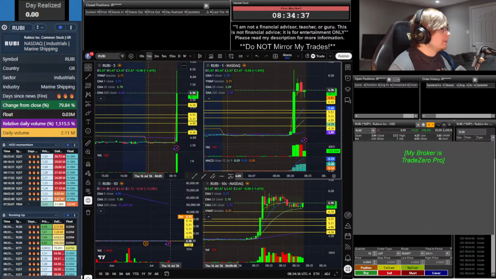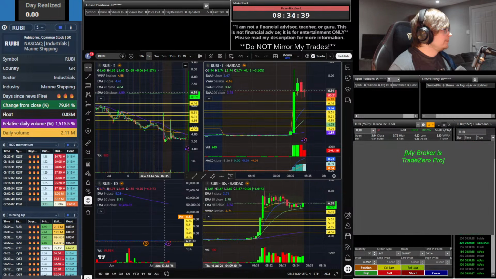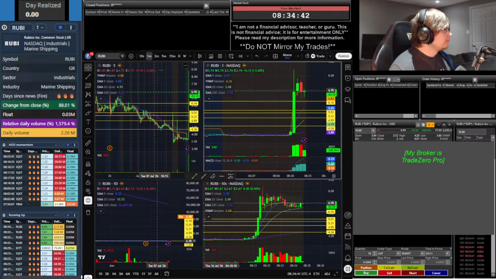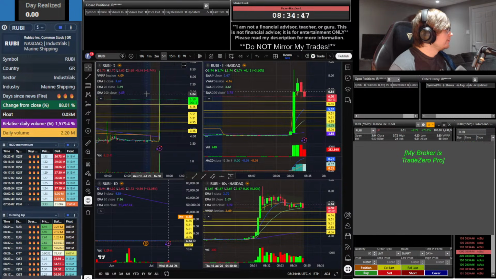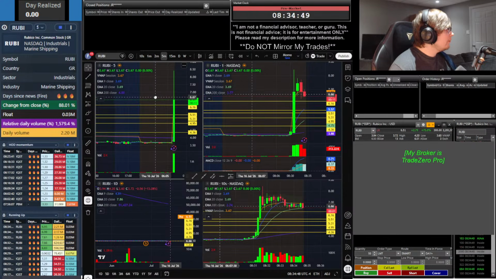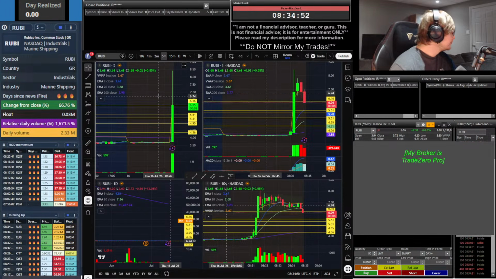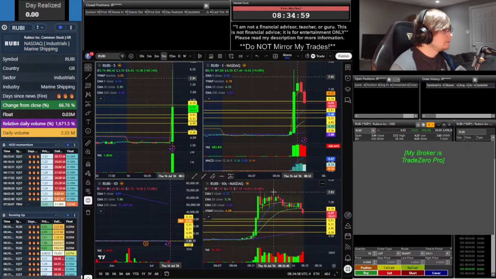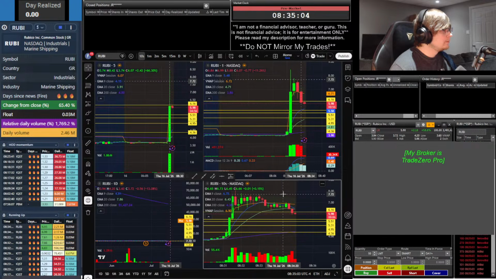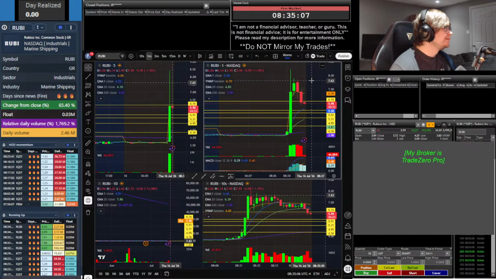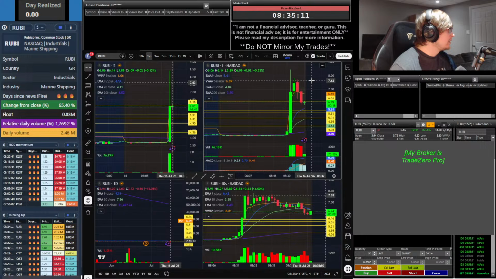I don't know about Ruby. We got a higher volume selling candle now. Hmm. It doesn't look like it's holding up.